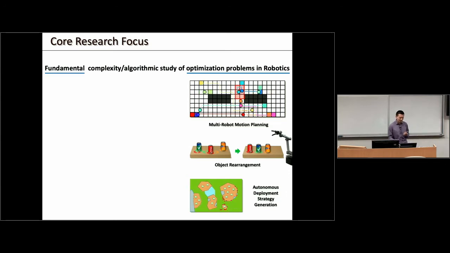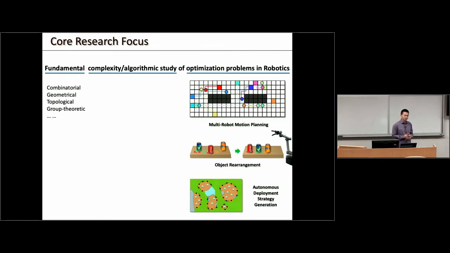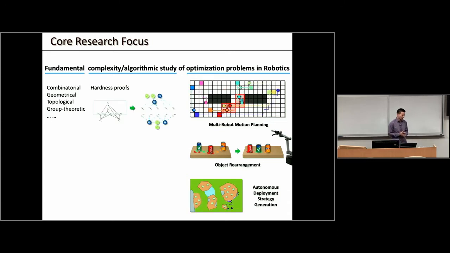For studying this, we usually look at fundamental aspects, including things like combinatorial, geometrical, topological, symmetry, and so on. Through these studies, we produce results concerning complexity and algorithms. For many of the problems that we studied, it turns out that versions of these problems are often NP-hard or harder. Nevertheless, we still want to find ways of solving these problems, hopefully effectively. Over the years, my group has developed a few general methodologies that allow us to attack a wide range of problems.